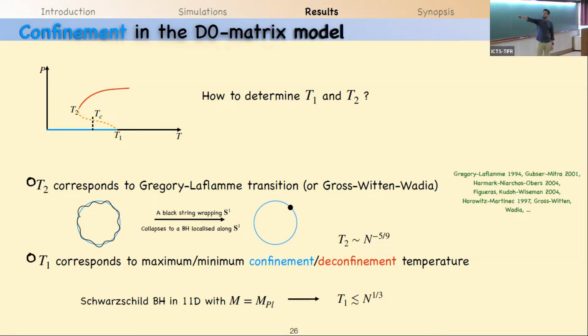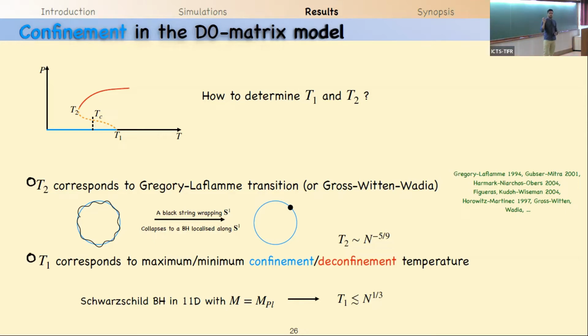And the idea of Gregory-Laflamme is that when you have a black string which wraps the circle, there is a critical point when this black string collapses to a localized black hole. There's going to be a talk later about this transition by Paulo Figueras. But of course, there are many people who study this, and specifically for matrix models, it has been studied mainly by Kudo and Wiseman.